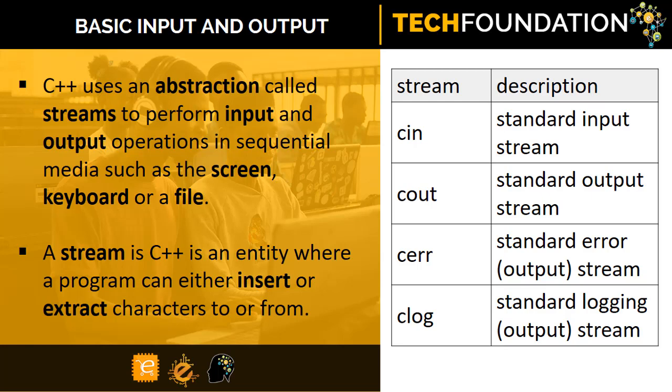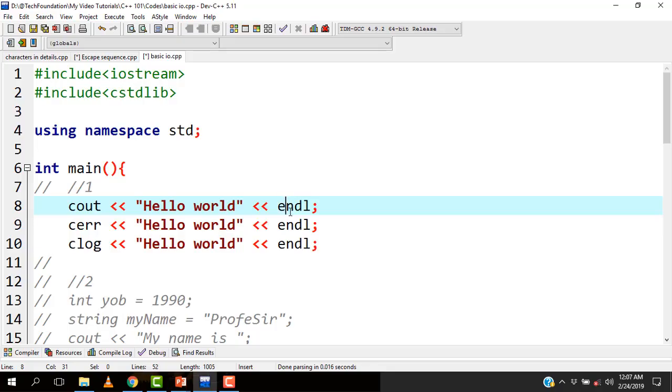C++ standard library defines the following stream objects that are used for standard input and output operations. We have cin, which is the standard input stream, cout, which is the standard output stream, then cerr, which is the standard error output stream, and clog, which is the standard logging output stream. cerr and clog are special purpose output streams for error messages and logging respectively. However, in most environments, they actually do the same thing as print on screen, although they can be redirected to print elsewhere.